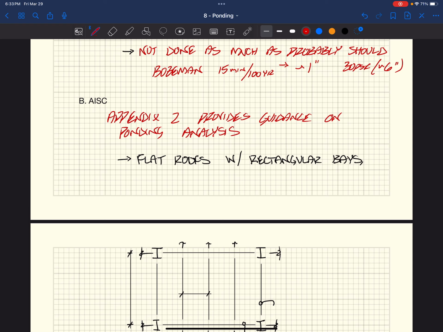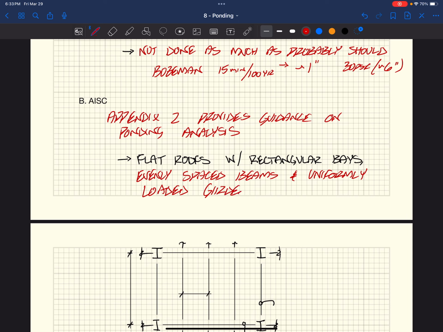And this appendix says that the analysis methods that they provide are applicable to flat roofs with rectangular bays with evenly spaced beams and uniformly loaded girders, right?